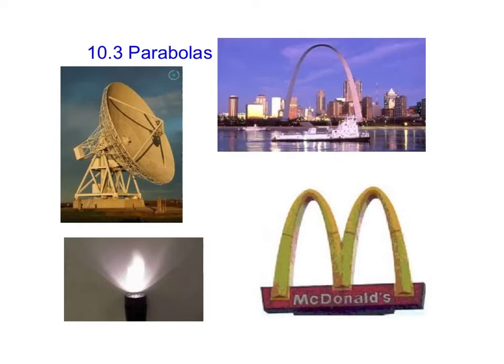Parabolas are everywhere in nature. We see them everywhere. They're in man-made things mostly, but they're also in just regular nature. For instance, if you're looking at this flashlight, the inside of the flashlight is in the form of a paraboloid, which is a three-dimensional parabola. And so that's how you have the directed line segment, radar dishes, the arch in St. Louis, and then, of course, the golden arches.